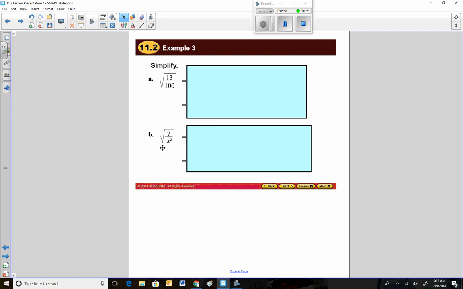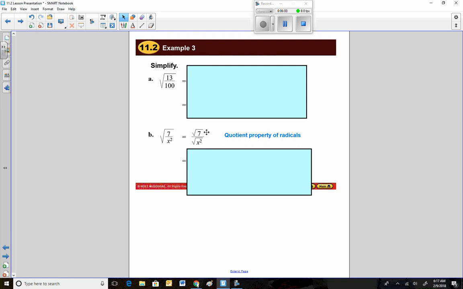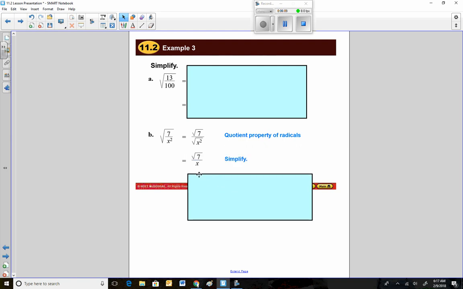All right, let's simplify this one. Square root of 7 over square root x squared. Voila. Square root of 7 does not simplify, so leave it. Oh, x squared, remember that's x times x, which means we have a pair of x's. Pull it outside, so there we go, square root 7 over x.